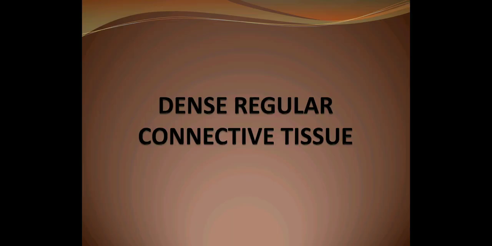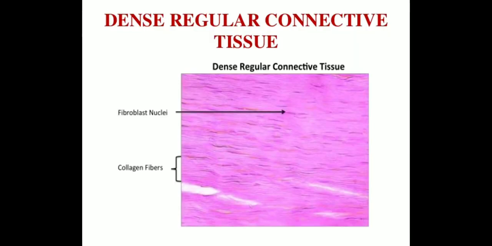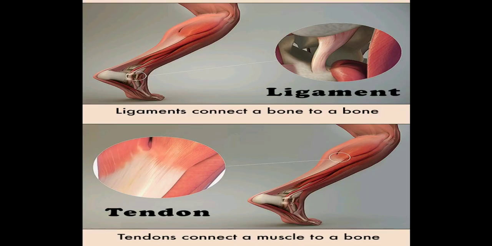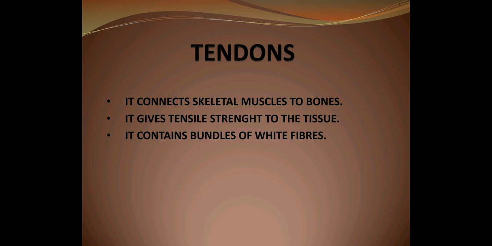Now let's see first the details of dense regular connective tissue. In this, collagen fibers are arranged in a parallel manner. And two major examples for this type of tissue are tendons and ligaments. Now let's see the details of tendons. You'll find tendons normally connect skeletal muscles to bones. That means the connection between muscles and bones is done with the help of tendons.